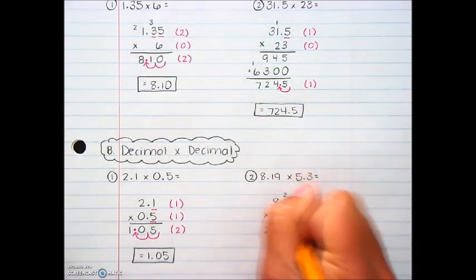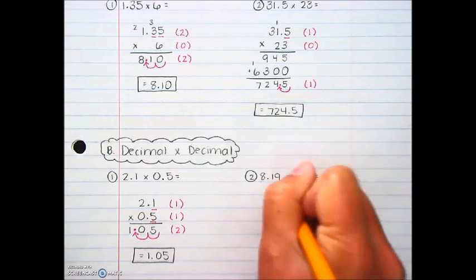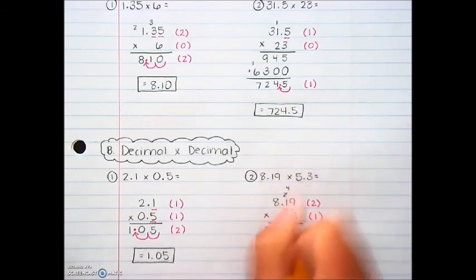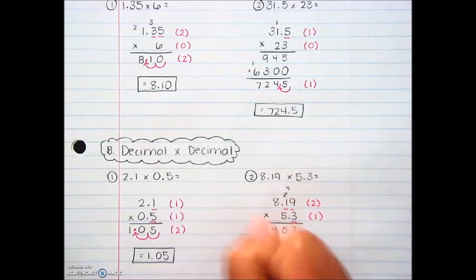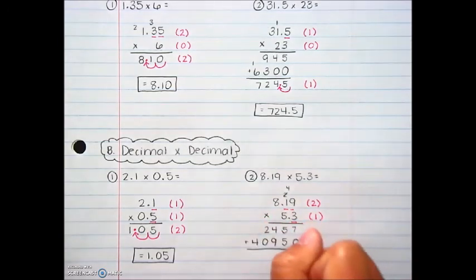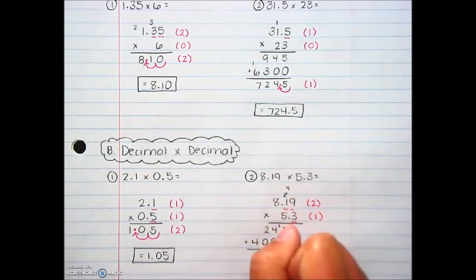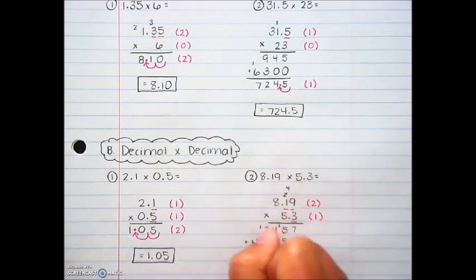Placeholder 0. 5 times 9 is 45. 5 times 1 is 5, plus 4 is 9. 5 times 8 is 40. Add all those pieces together. 7 and 0 is 7, 5 and 5 is 10, carry the 1. 9 and 1 is 10, plus 4 is 14. 2 plus 1 is 3, and finally 4 is there.